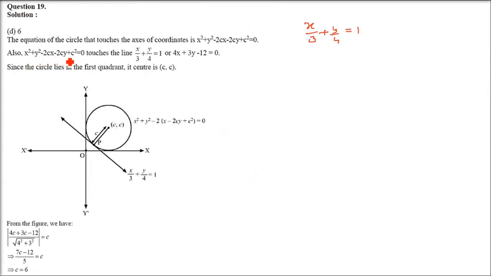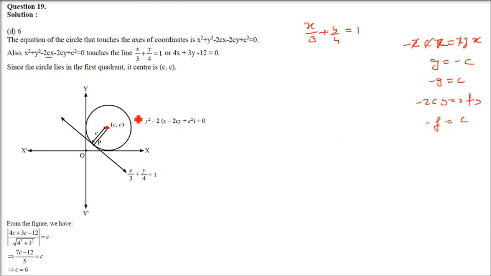Compare −2cx with 2gx. If you equate them, you get −g as c, because −g is the center, not g. So g is −c. And similarly, −2cy you equate with 2fy, so you get −f as c. That is why the center of the circle is (c, c).